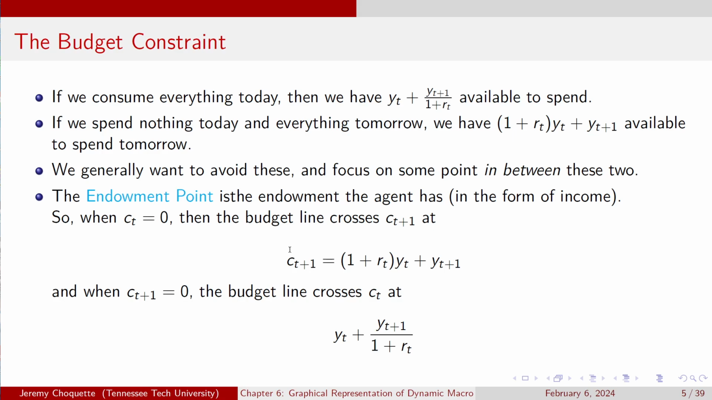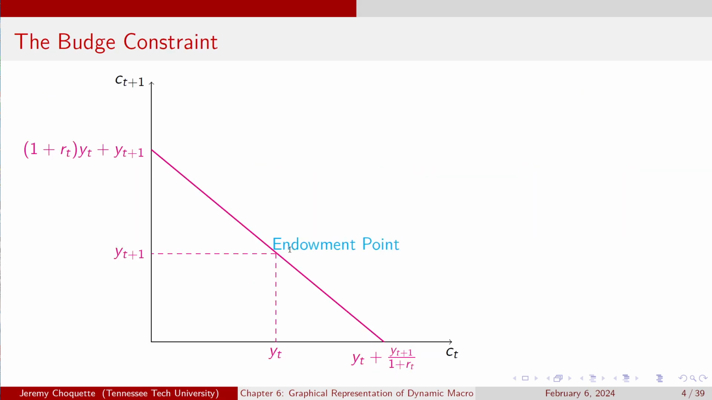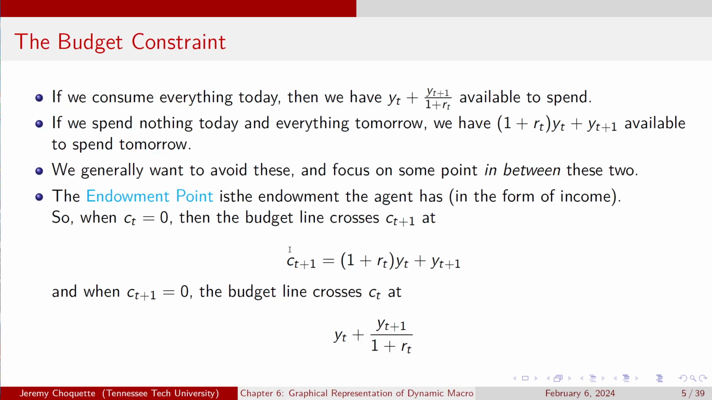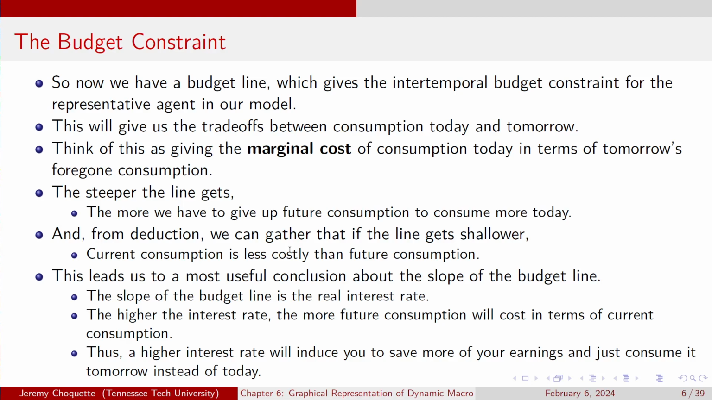So I have the two intercepts here. I've got the CT plus 1 and the CT intercept, which I kind of already explained. So we have a budget line, which gives the intertemporal budget constraint for the representative agent in our model. And it's really giving us an idea of the trade-offs between current and future consumption. Think of it as the marginal cost of consumption today in terms of tomorrow's foregone consumption.